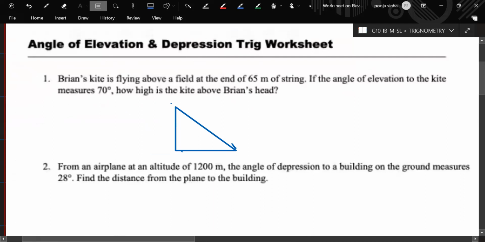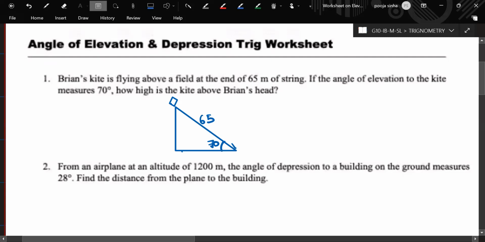So now here is our kite. This is where our kite is. It says the kite is flying above a field at the end of a 65 meter string. So which part is the 65 meters? The left line. It's the hypotenuse. Think like this, this is 65. If the angle of elevation is 70 degrees, where is it from? This side. Yeah, that is 70 degrees.